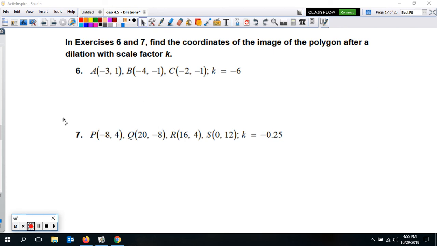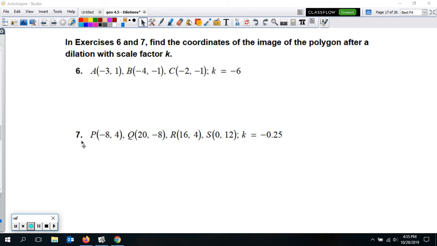Okay, so back there on 116, numbers 6 and 7 say find the coordinates of the image of the polygon after a dilation with the scale factor k. So this is exactly the same as basically 4 and 5 we're doing, except we don't have to graph them. We just want to come up with the points. That's all we got to do. So I'm going to let you do these, numbers 6 and 7. Go ahead and pause the video and come up with those points. Use the scale factor there to come up with those points.